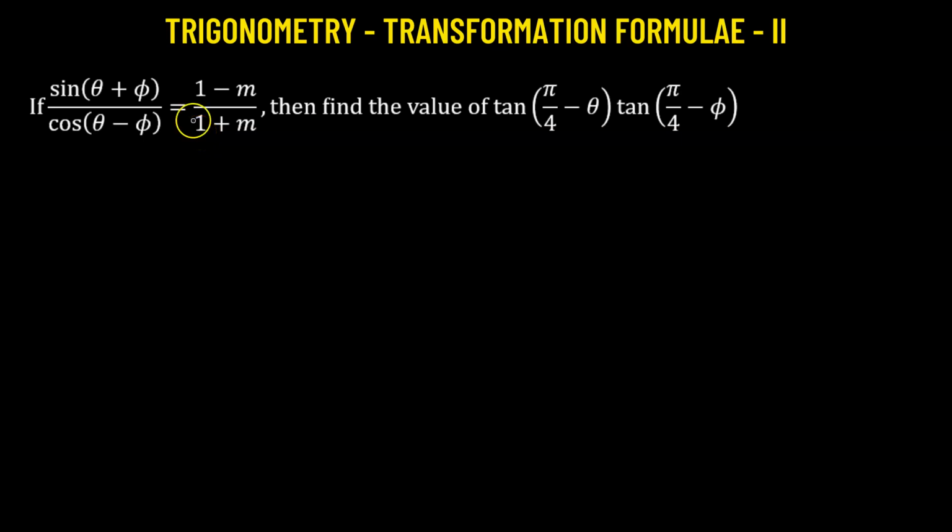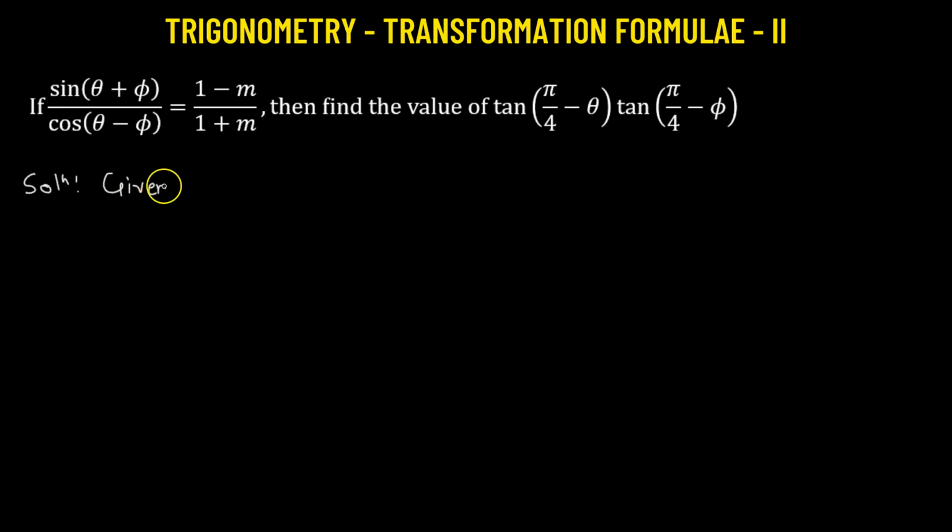So here it's given that if the ratio sine(theta plus phi) over cosine(theta minus phi) is given by (1 minus m) over (1 plus m), then we need to find out the value of the trigonometric expression, which is the product of two tangent functions: tangent of (pi over 4 minus theta) times tangent of (pi over 4 minus phi). So let us begin.